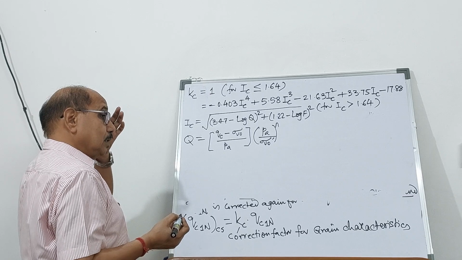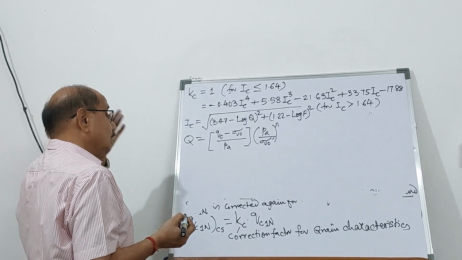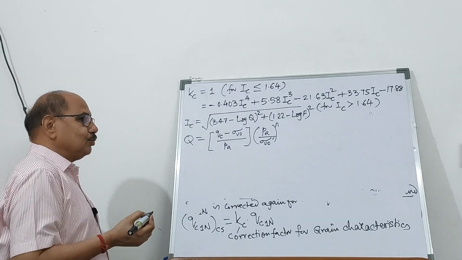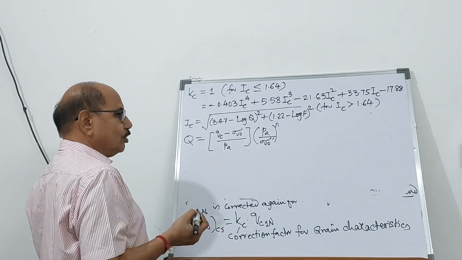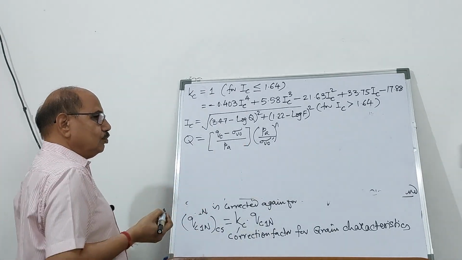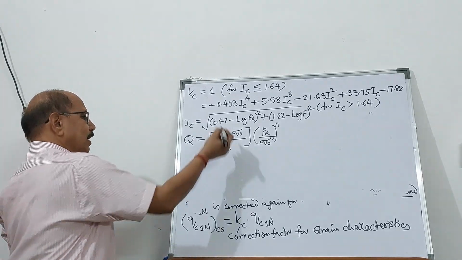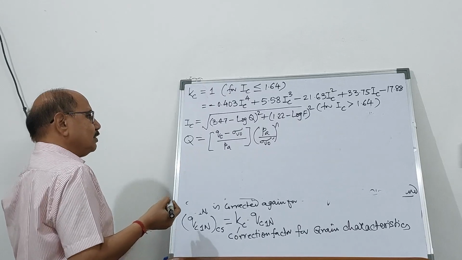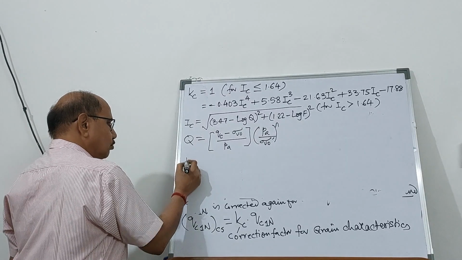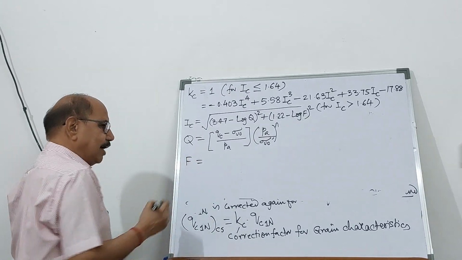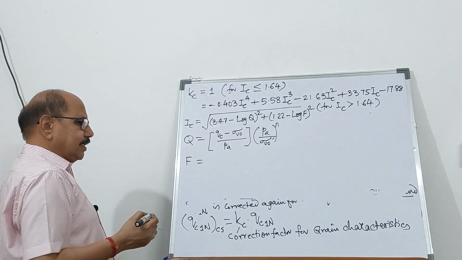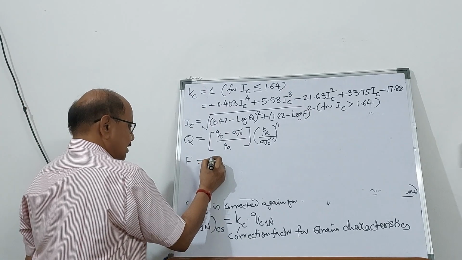So Q is going to be, in fact, if you look at this, Cq multiplied by this quantity. And this is also a dimensionless quantity. Now, how to find out this value of F? The value of F can be easily calculated in percent.